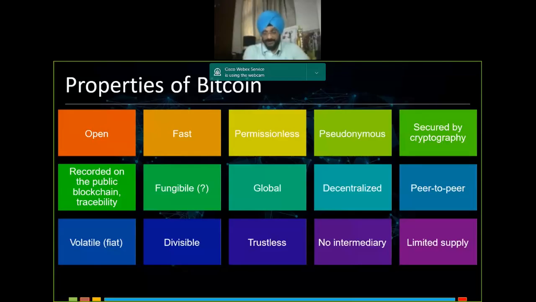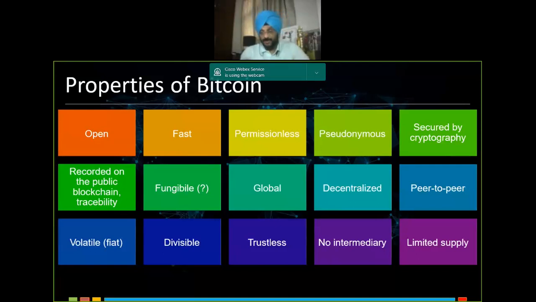It's fungible, but it's doubtful. It's global, so there are no boundaries. It's decentralized, so there's no central body which can control cryptocurrency today. It's peer to peer, right? It's volatile. The prices go up and down because it's traded and demand-supply based. It's divisible, like I told you, up to one millionth. You can have this divisibility too.